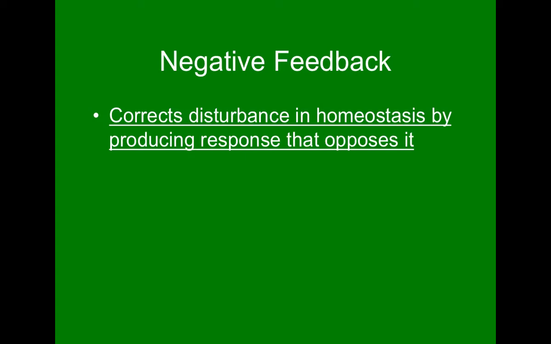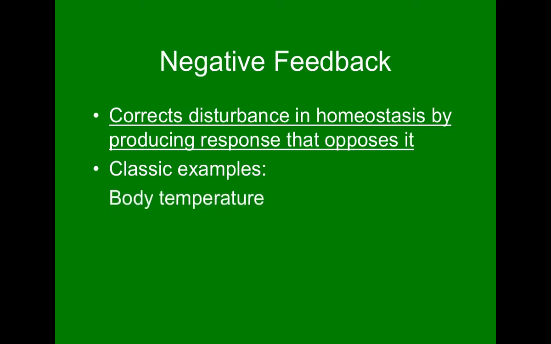The classic examples of negative feedback in terms of anatomy and physiology are body temperature, which we've already kind of discussed, and blood sugar levels. We're actually going to go through both of these. Let's go first through the regulation of blood sugar. Okay, and that's why you have this diagram here showing the pancreas.